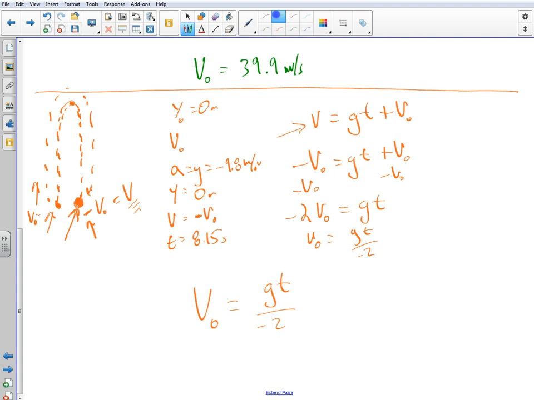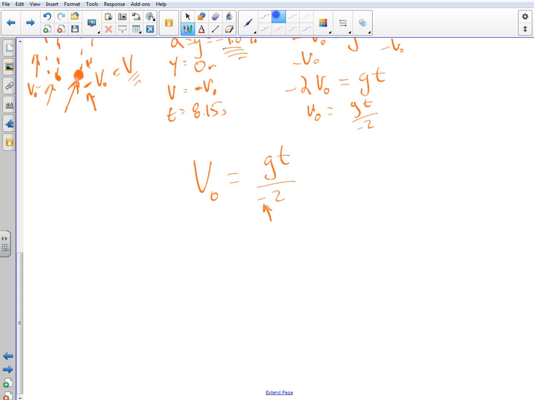So my initial velocity is going to be g times t divided by a negative 2. And you're like, oh, but a negative, it's going to make the answer come out negative. No, it's not, because your g is negative, right? So the initial velocity is going to be negative 9.8 times 8.15 divided by negative 2. Negative 9.8 times 8.15, boom, divided by negative 2. Hey, what do you know? The initial velocity is 39.9 meters per second.